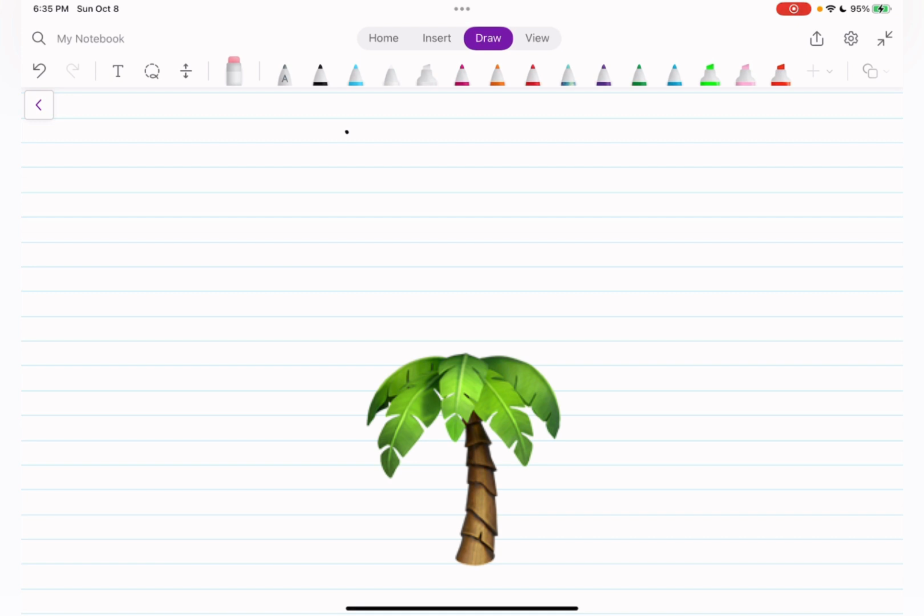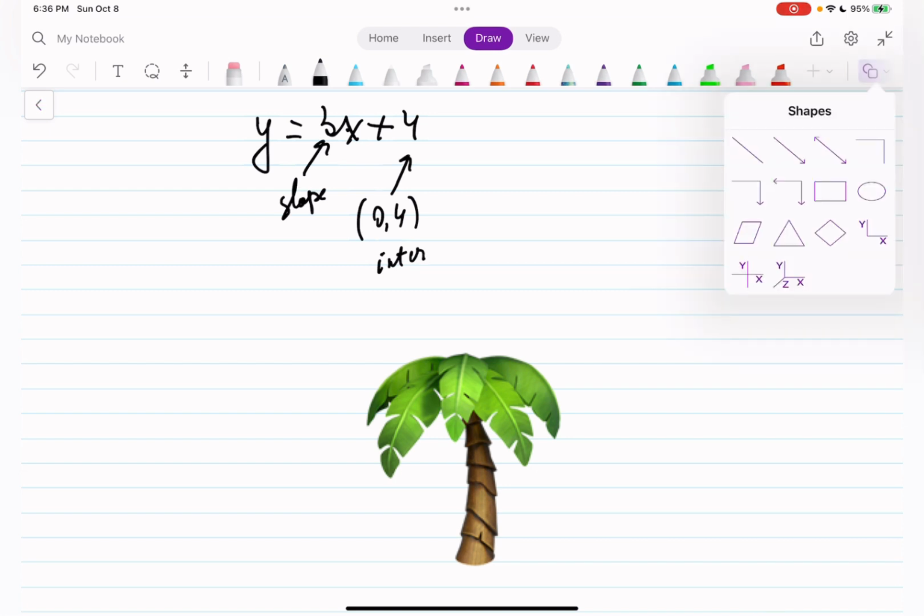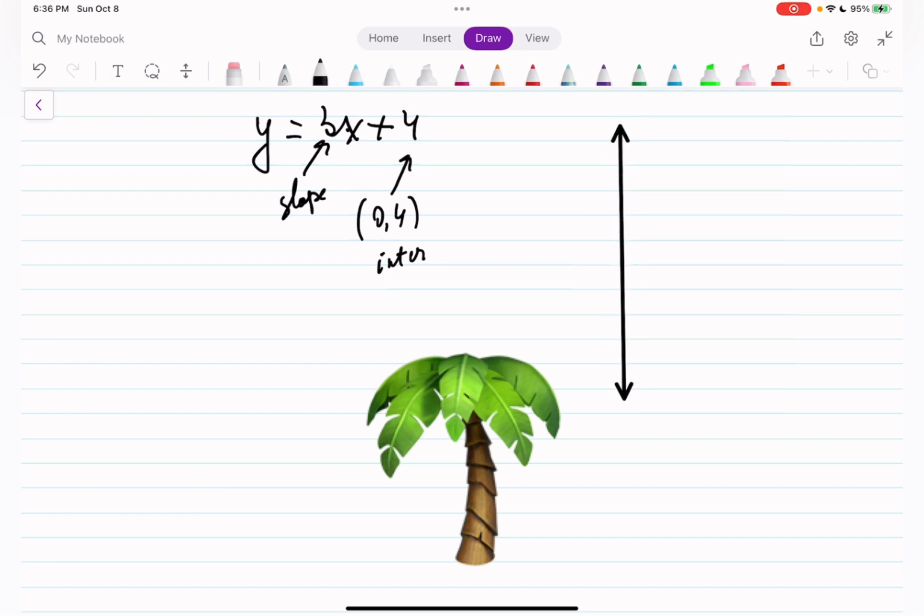So we have y is equal to 3x plus 4. As we already learned, 3 is our slope, and 4 is our intercept, right? Now, we always start graphing with the intercept. So my intercept is 4, which is positive 4 on the y-axis.